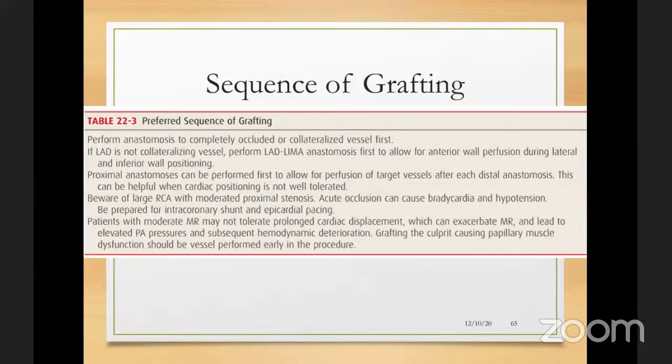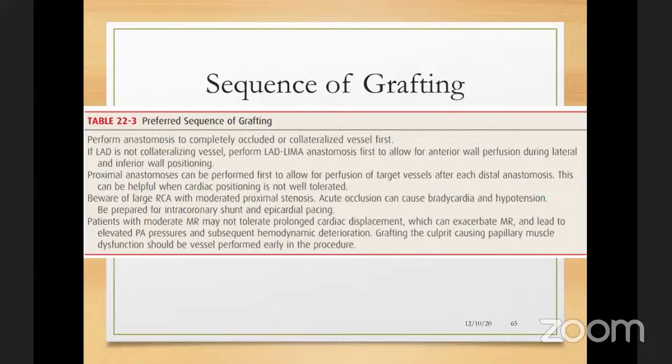So the preferred sequence of the grafting is to perform anastomosis to the completely occluded or collateralized vessel first. If the LAD is not the collateralizing vessel, perform the LIMA to LAD anastomosis first to allow for anterior wall perfusion during the lateral and inferior wall positioning. The proximal anastomosis can be performed first to allow for perfusion of the target vessels after each distal anastomosis.